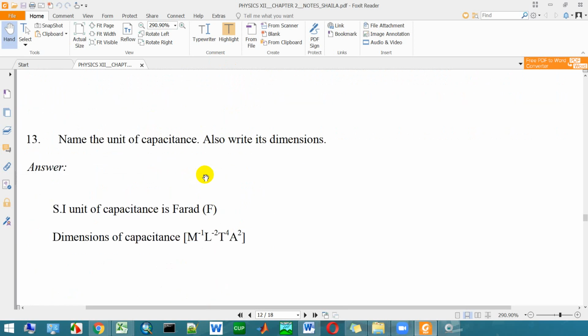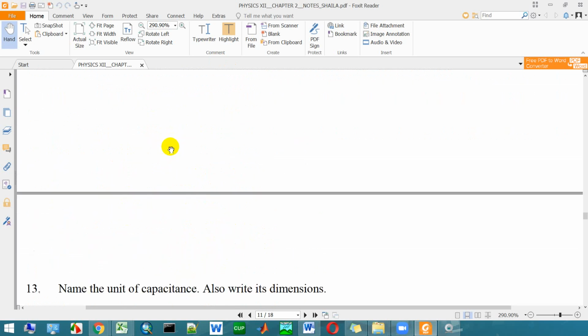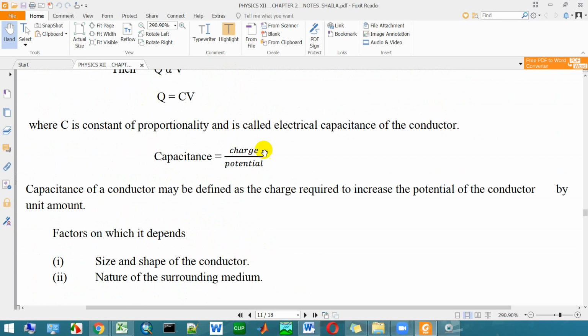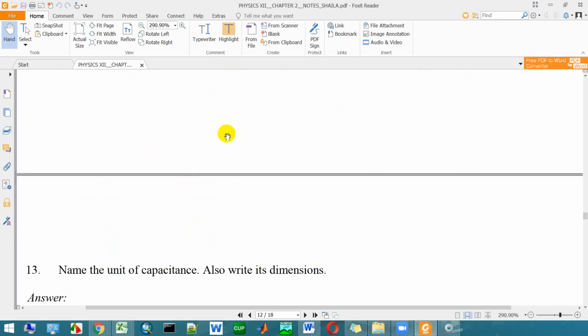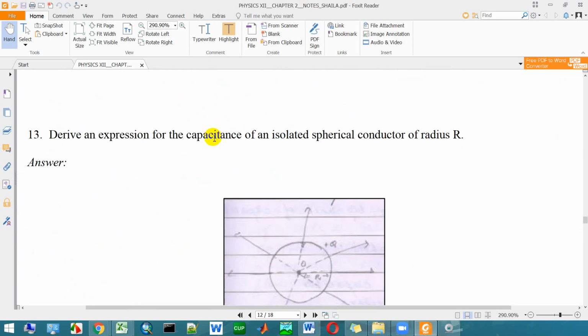Now the unit of capacitance and dimension. The SI unit is farad, and this is the dimension. Please check the dimension using this equation. I hope you can find what the dimension is.